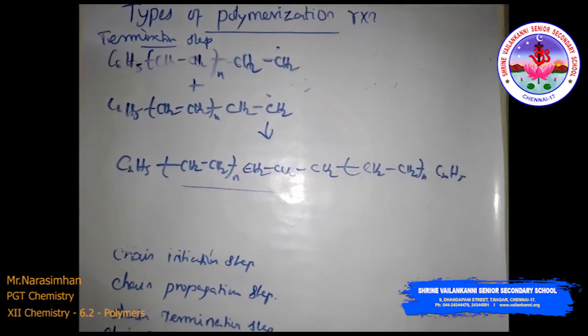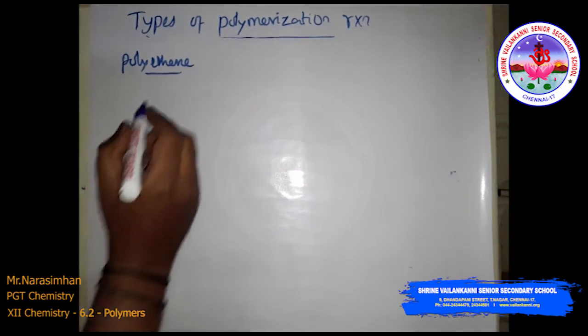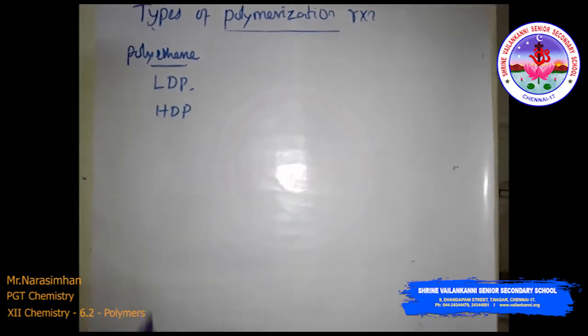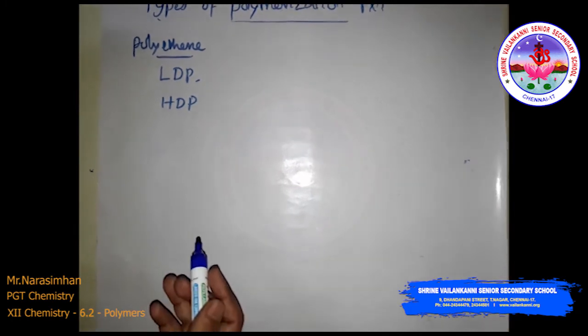Okay, student. The next is preparation of some important compounds, that is addition polymerization. This polyethylene. There are two types of polyethylene, one is low density polyethylene, another one is high density polyethylene. First we will discuss the low density polyethylene. What is the low density polyethylene?